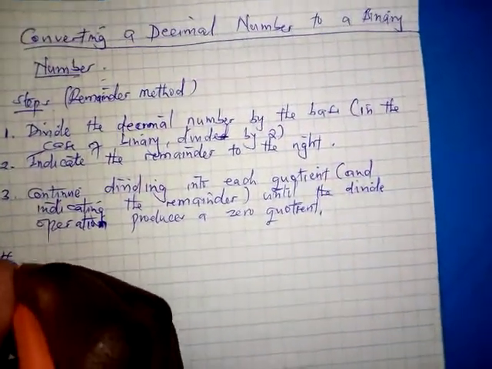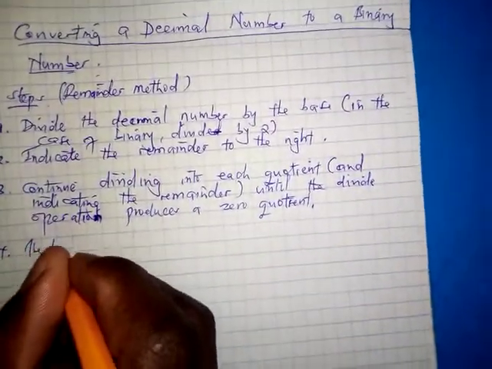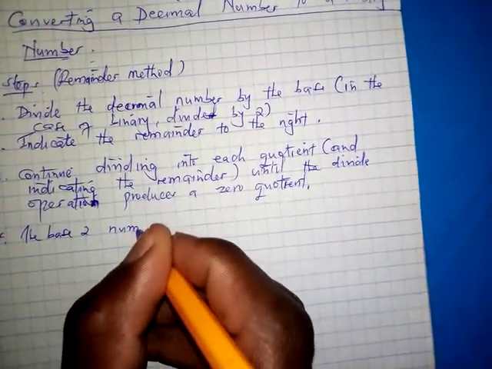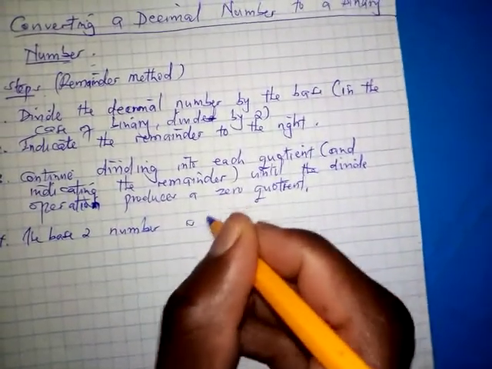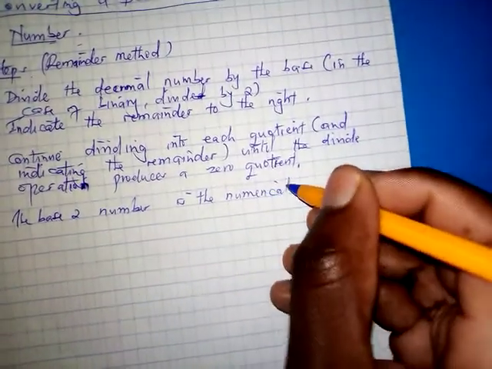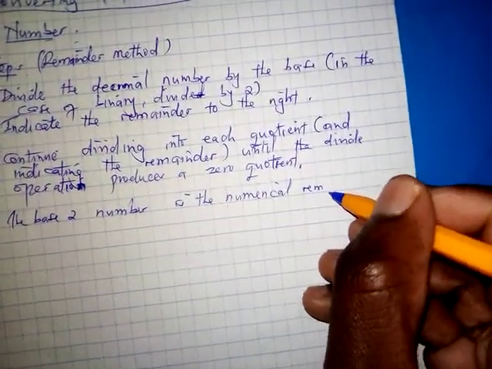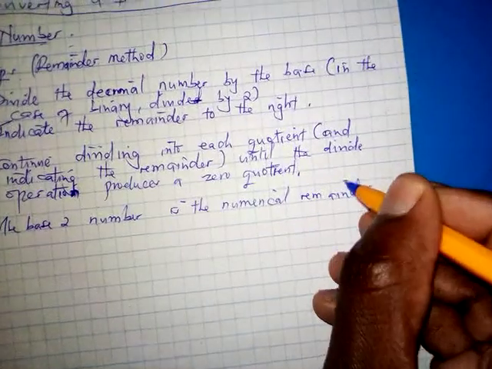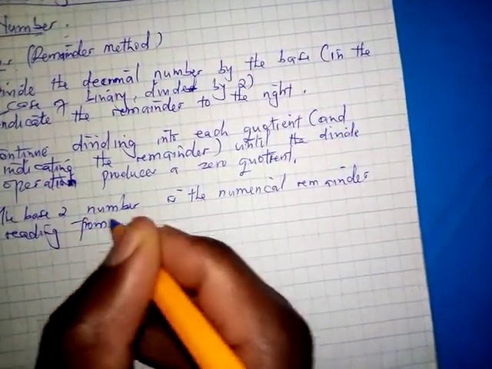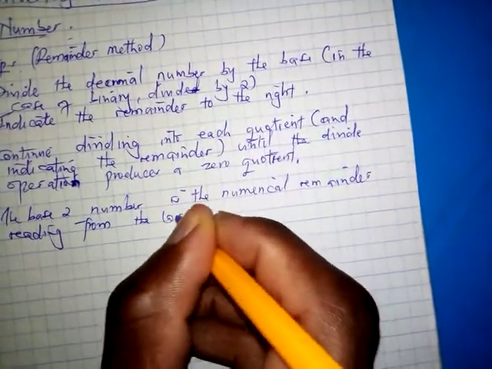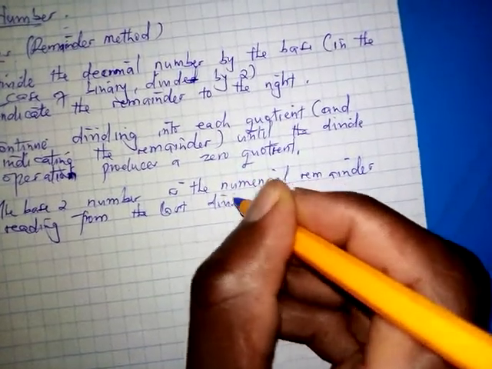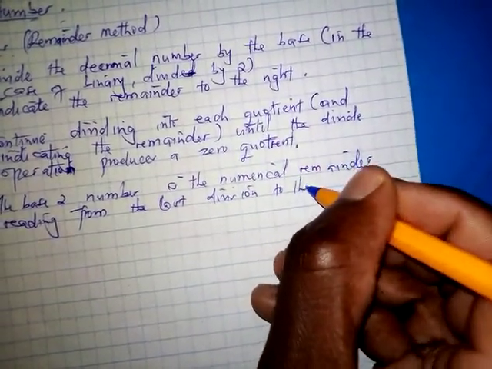Then the last step, the base 2 number is the numerical remainder, reading from the last division to the first.